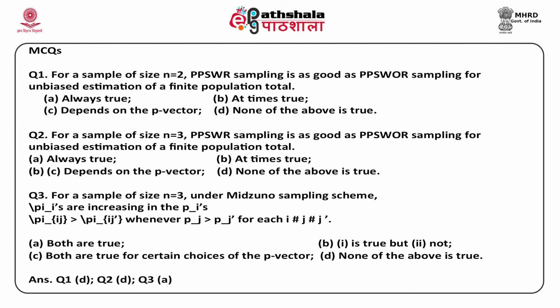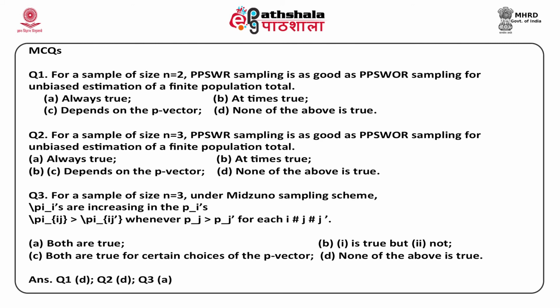Okay. The next one, when you do the computation, you can see very easily that, i being dummy, pj greater than pj prime implies, if and only if, in fact, pi ij is greater than pi ij prime. So, these are easy things to note. Therefore, the answer is both are true, whatever be the p vector. Okay, that is the answer. But the other two are a bit tricky, I mean interesting.